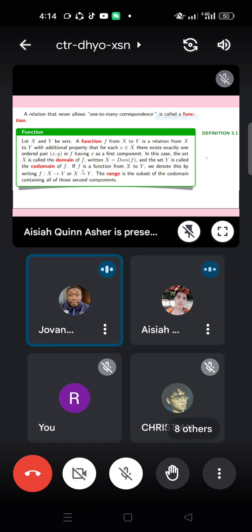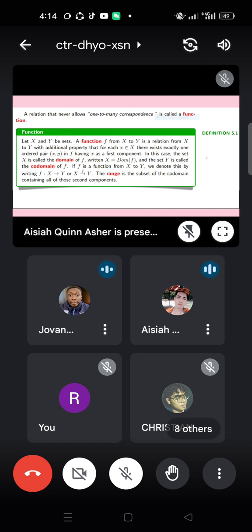Just say that a function is a relation which only allows one ordered pair such that the first element is the same, correct? Yes, sir.